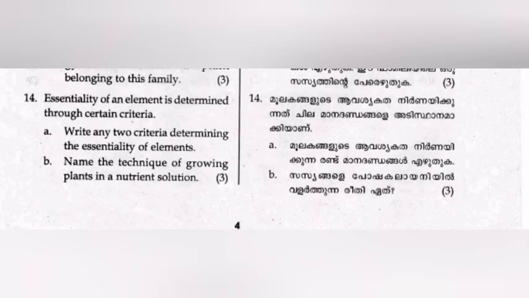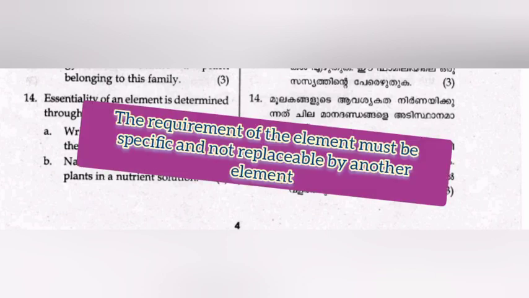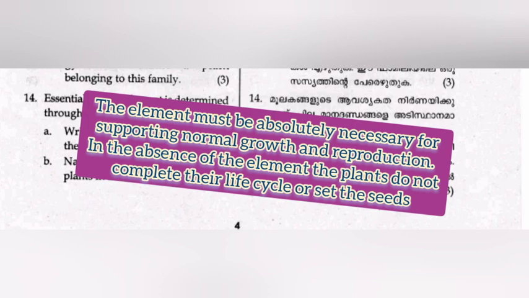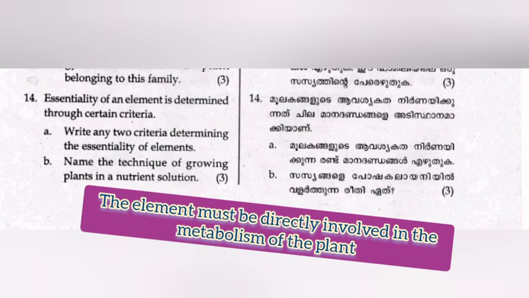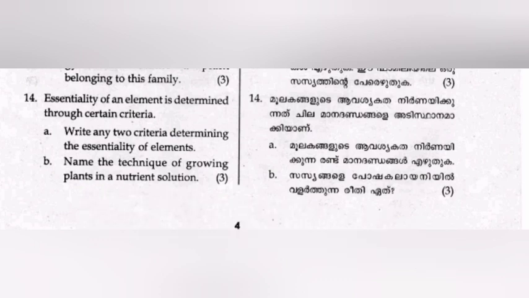14. Essentiality of an element is determined through certain criteria. A. Write any 2 criteria determining the essentiality of elements. Answer: The requirement of the element must be specific and not replaceable by another element. The element must be absolutely necessary for supporting normal growth and reproduction. In the absence of the element, the plant does not complete its life cycle or set seed. The element must be directly involved in the metabolism of the plant. 2 marks for criteria, so write 2 points.